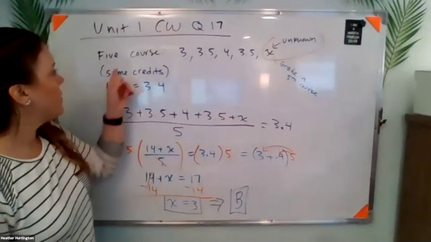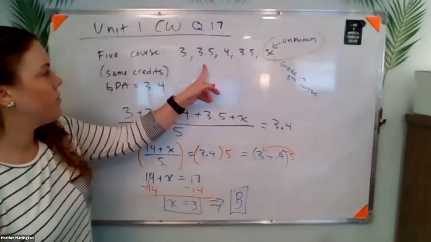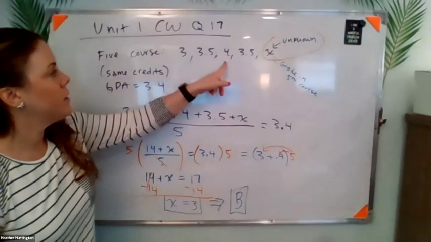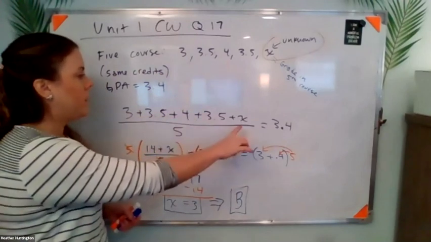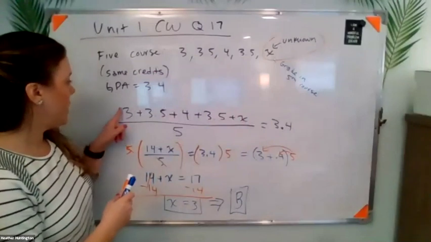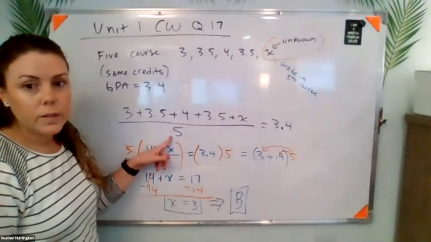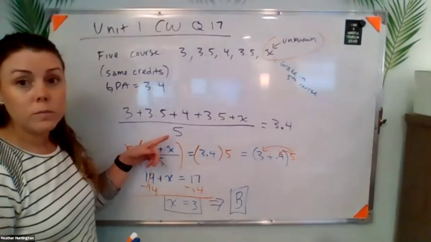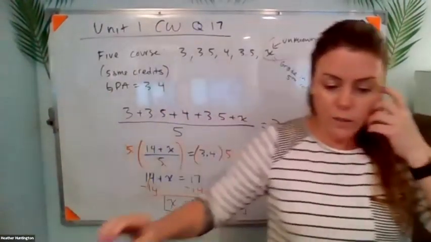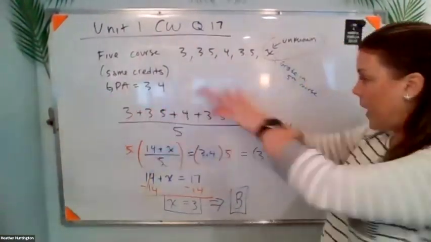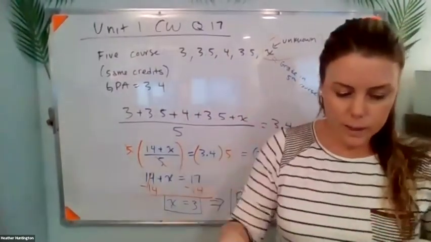But what if we have different credits? What if that B was for 1 credit and this was for 5 credits and this was for 3 credits? So what you do is you multiply the number by the credits, and then you divide by the total number of credits that you have. So that's how you do weighted GPAs with credits. Okay, so that's just one way to figure it out. Now you might see a GPA problem in homework or on your quiz, and this is how you would do it.